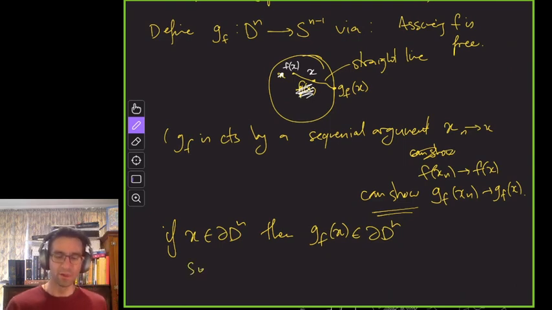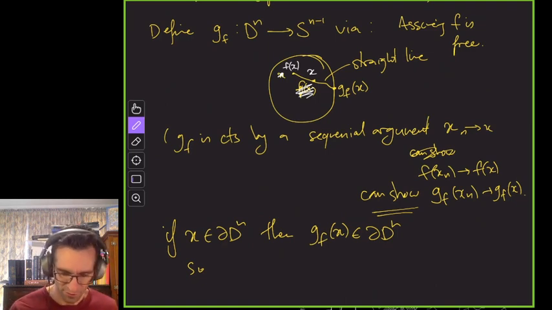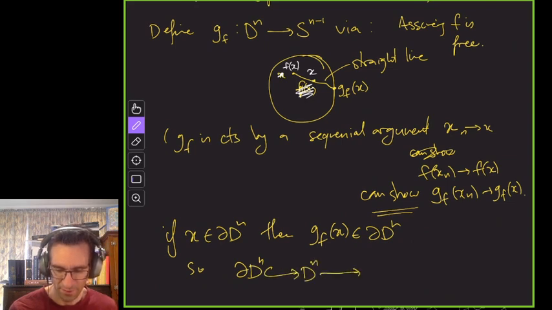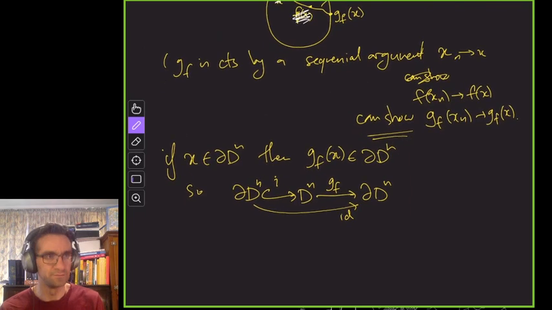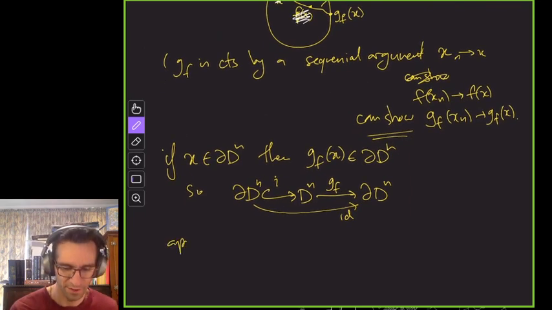And so, all right, what does that mean? I want to think of the boundary as being included into D^n, and then I map back to the boundary, and this composite is the identity. It's g_f. This is like the inclusion. Now we apply the functor.